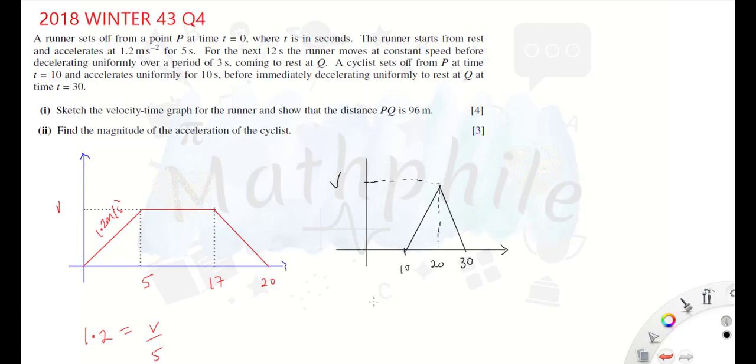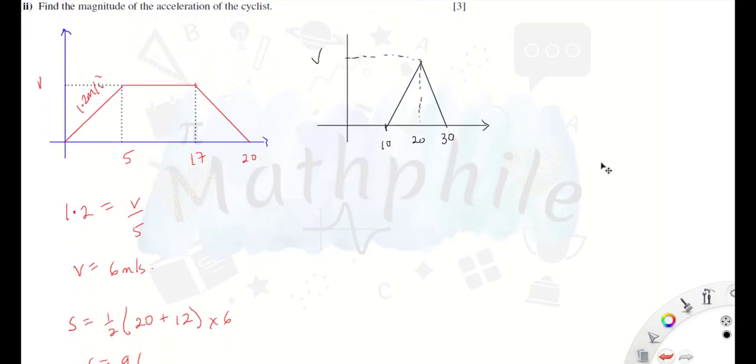The cyclist was traveling at... Is that okay? Yes, please. Okay, so let's do something. Let's find the velocity. Go quickly.